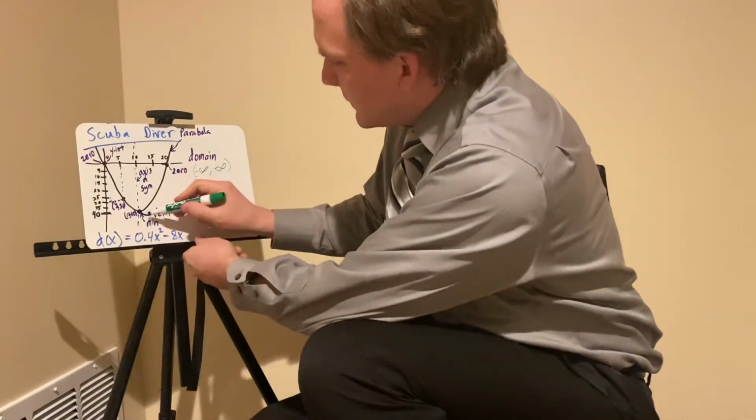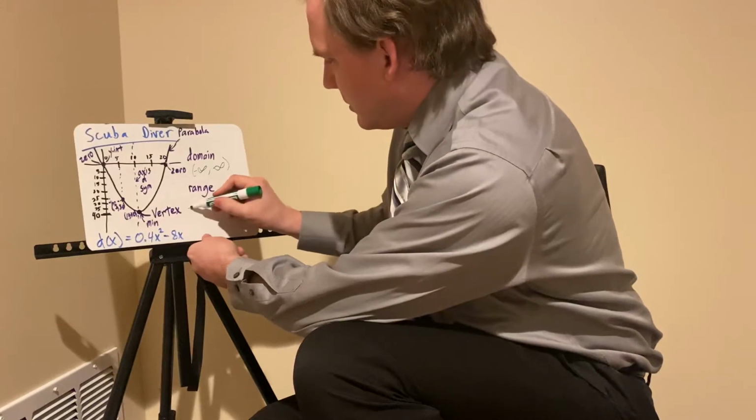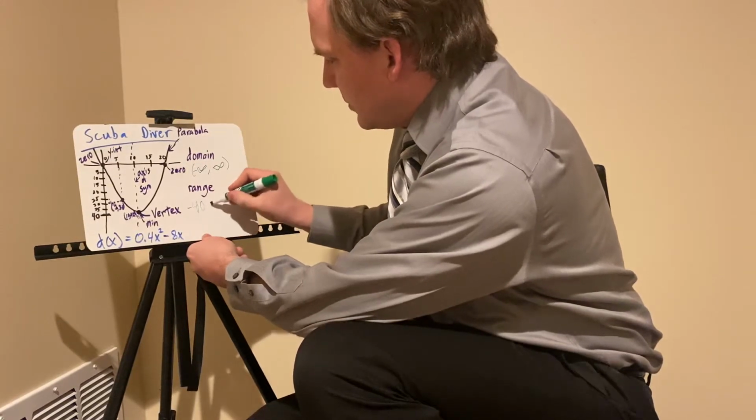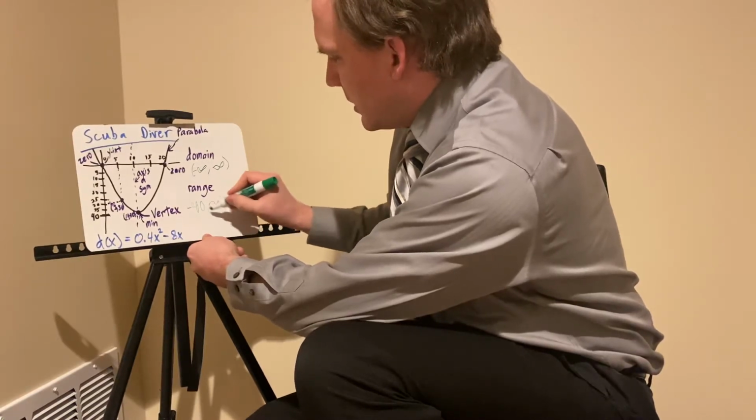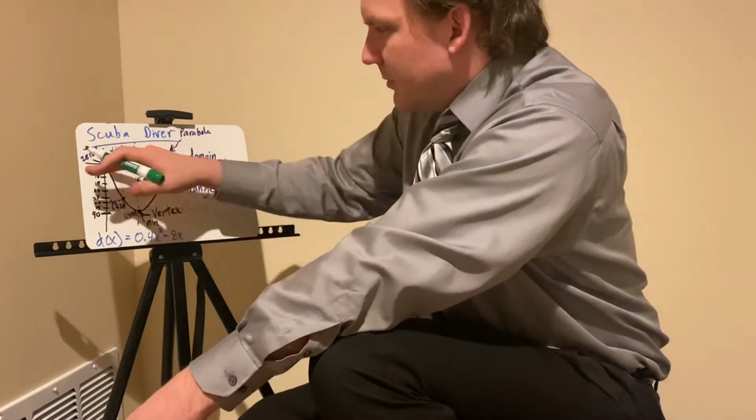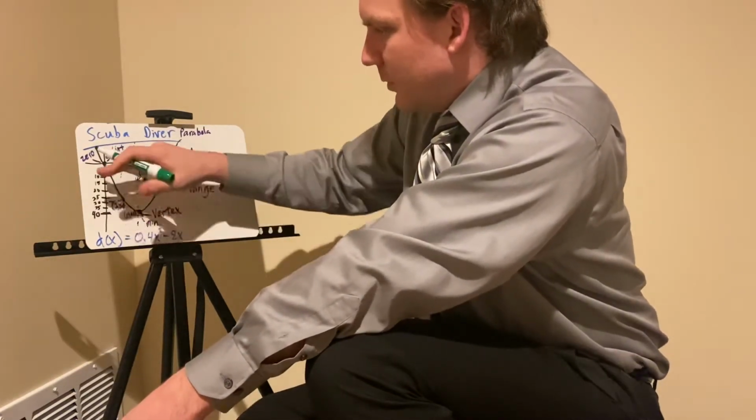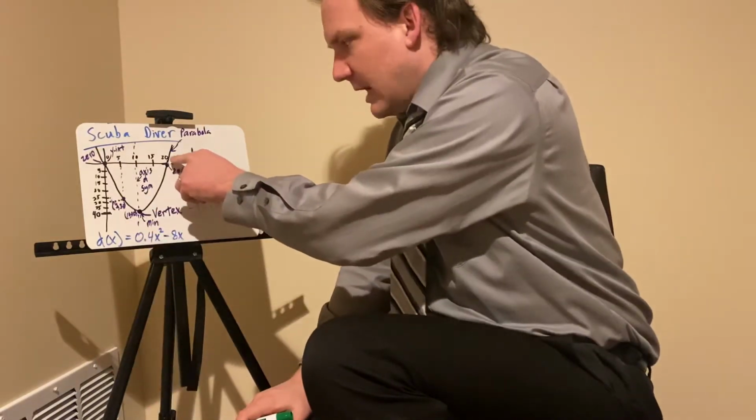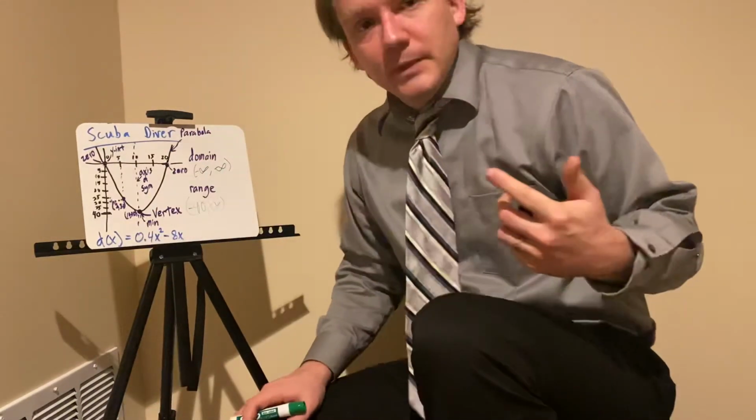The range itself is going to be from negative 40 and up to positive infinity. Although in this scuba diver situation, the range is really going to be from negative 40 to 0, because it really ends once he gets back to the surface. The scuba diver doesn't get to the top of the water and then start flying, right?